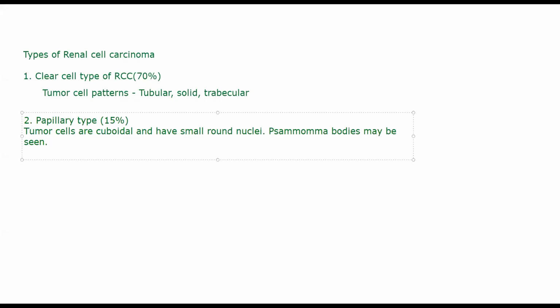Then we have the next type. Third one is called chromophobe type. Chromophobe type of RCC, renal cell carcinoma. This occurs in 5% of cases. Now, chromophobe type of renal cell carcinoma will have a mixture of pale clear cells with perinuclear halo. So you will have a small halo-like structure present around your nucleus in chromophobe type.